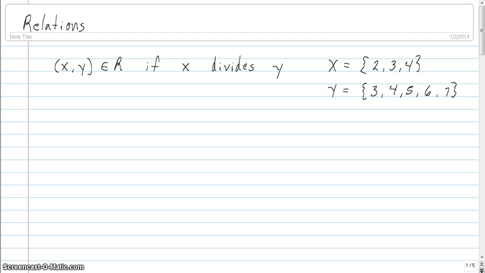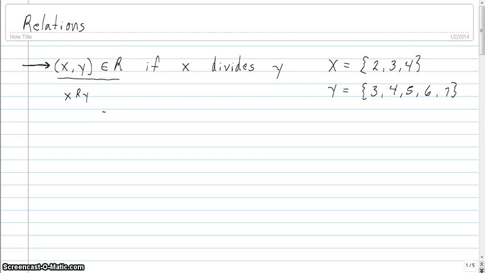When you talk about a specific relation, I've written one here on the screen. We're just using this notation to mean that x is related to y. Sometimes you see this written as x related to y, but the ordered pair notation is very common as well. And you need some condition to define how those are related.